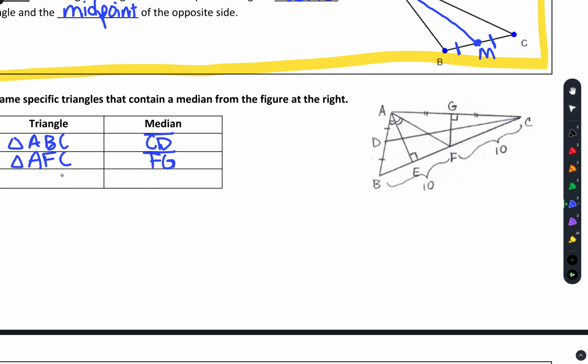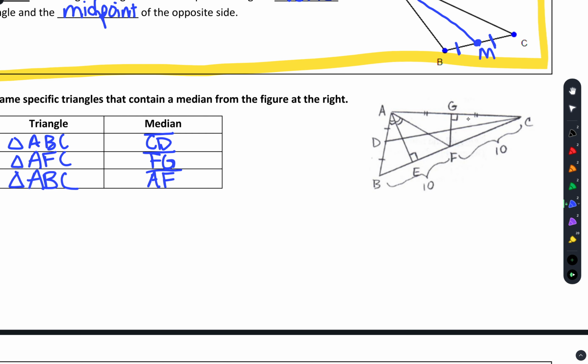Casper? Perfect. Okay, same triangle we had before, ABC. And then let's go with AF this time. So a different vertex that I'm starting with, but I know that these two sides are congruent because they both measure 10. So that AF is a median. Perfect. Any questions on that? We got to be careful looking at those tick marks, making sure we're not making stuff up.